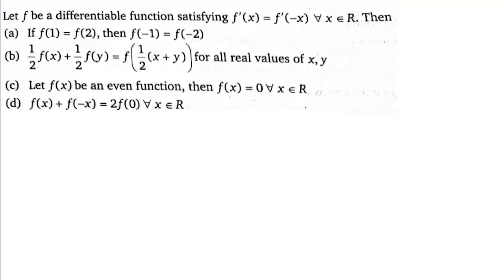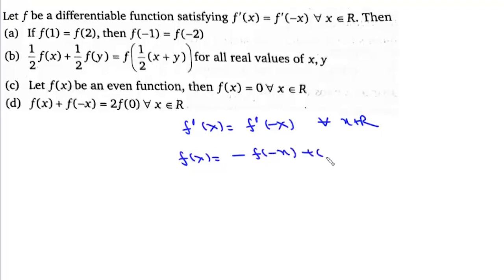Now here the question is, if f is a differentiable function satisfying f dash x equals f dash minus x for all x belongs to R, then which of the following is correct? Now if we integrate this, we can write f(x) will be equal to minus f(-x) plus c, or we can write f(x) plus f(-x) will be constant. That is, if f(1) equals f(2), then we need to identify whether f(-1) equals f(-2).